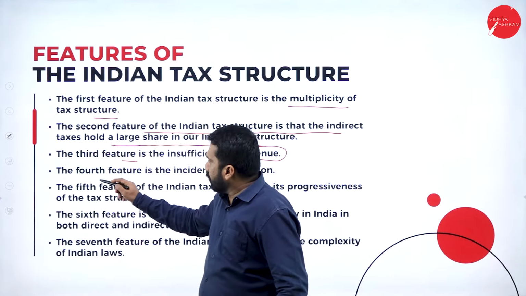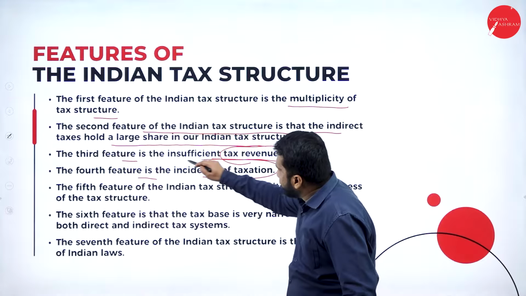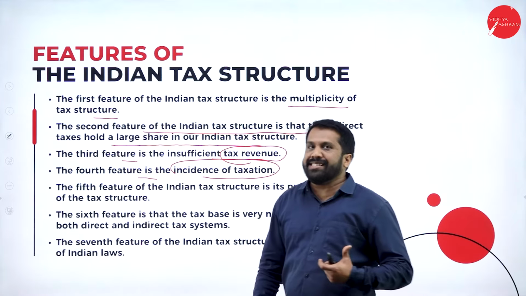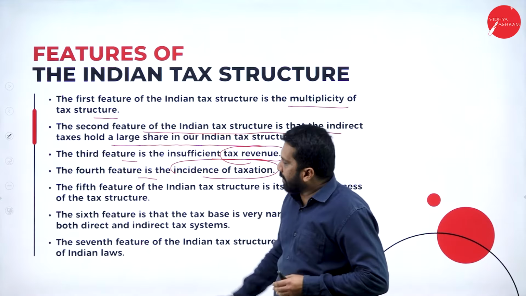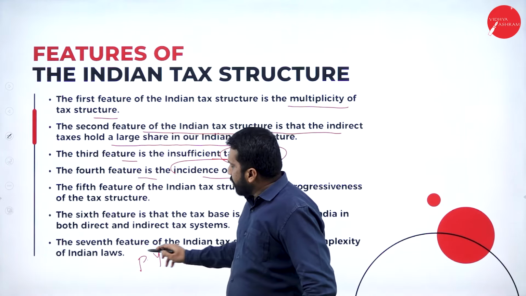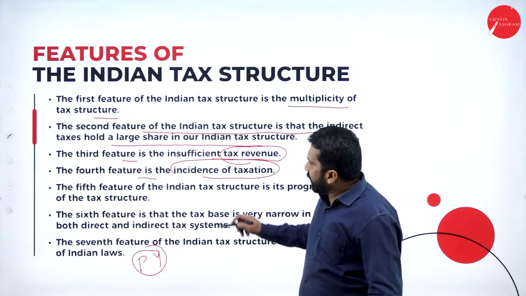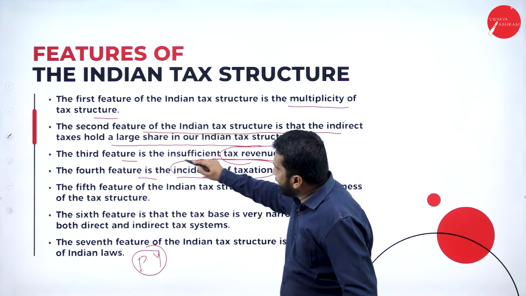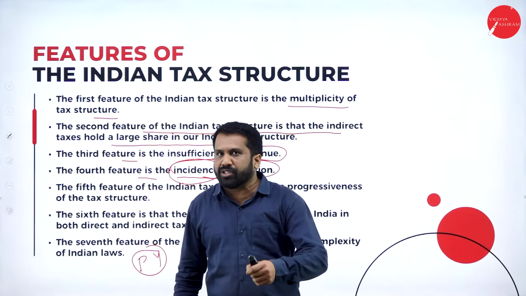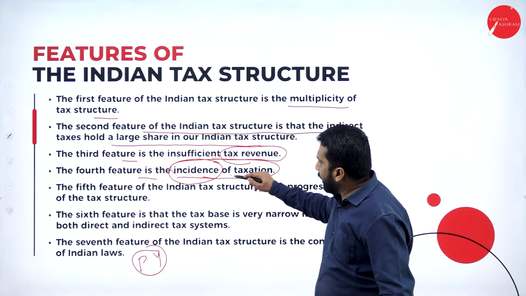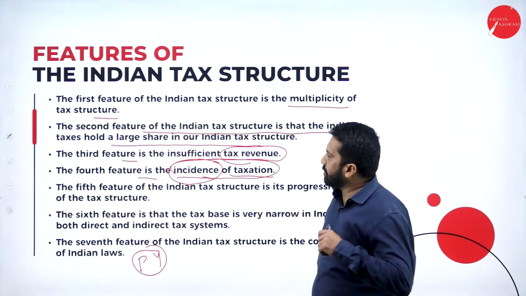And the fourth feature is the incidence of taxation. So what is incidence of taxation? Like in the direct tax, whatever is collected in the previous year, you have to calculate and pay the tax. But in case of indirect tax, it is incidence. The time you buy, the time you purchase, you're supposed to pay tax on that. That is called incidence of taxation.